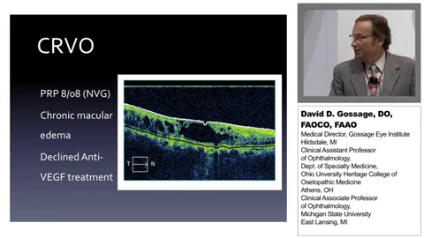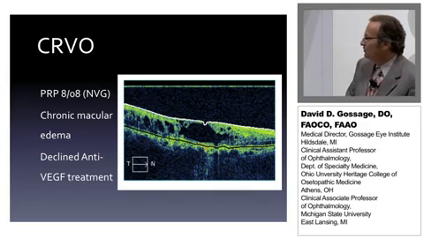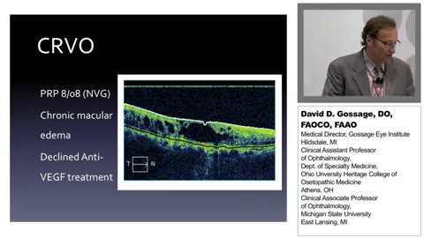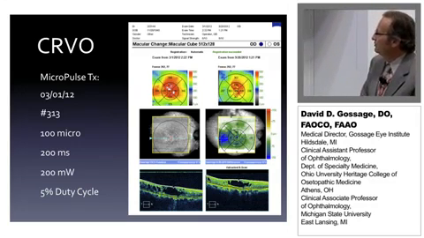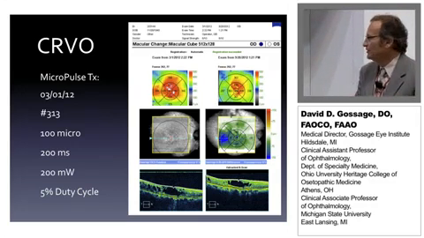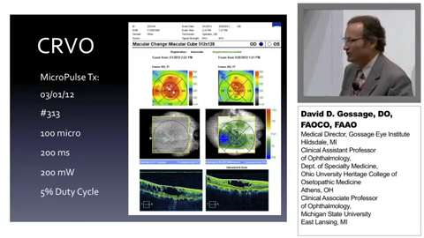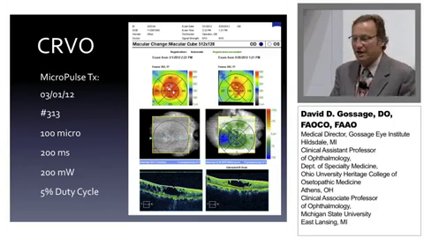Now, this is a patient with a CRVO who's had previous PRP for neovascular glaucoma. She had chronic macular edema and declined any anti-VEGF treatment at that point. So even with the chronic macular edema from CRVOs, I typically don't treat CRVO macular edema with a traditional grid laser because it really doesn't work well. But I said, well, let's try MicroPulse. Let's see what happens with it.